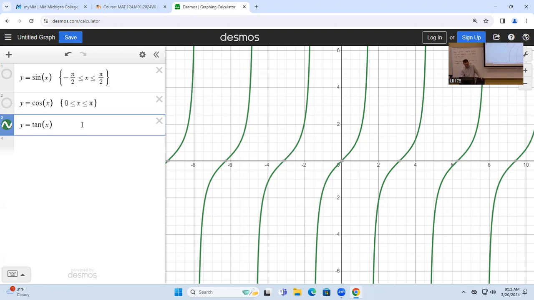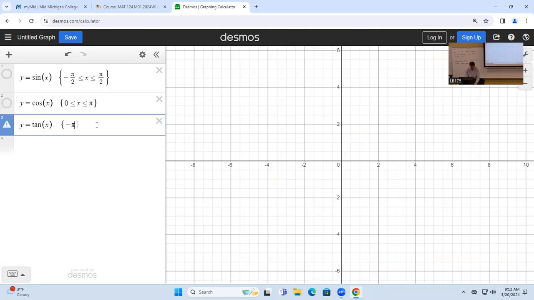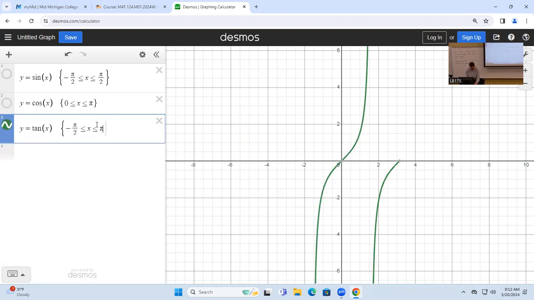And it turns out if you restrict the domain of tangent to negative pi over 2 to positive pi over 2, that gives you exactly a one-to-one function. All right.